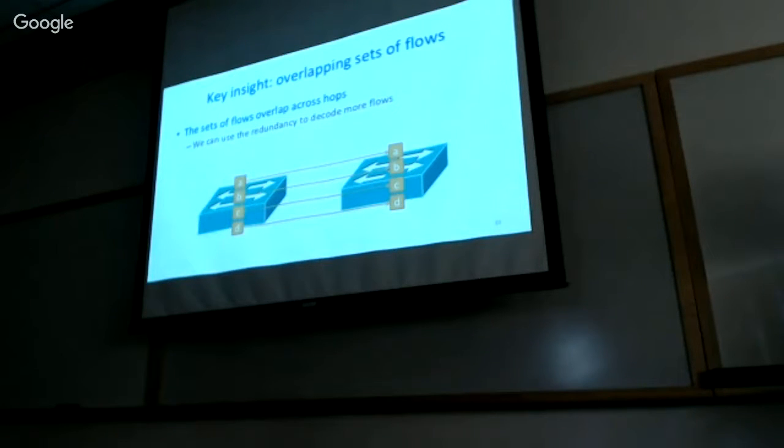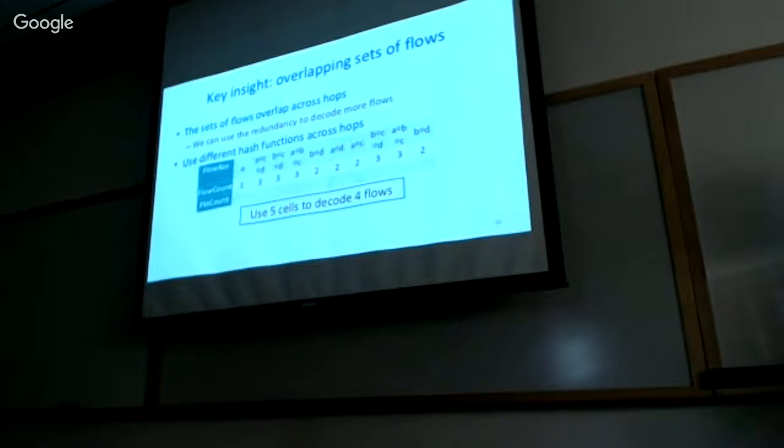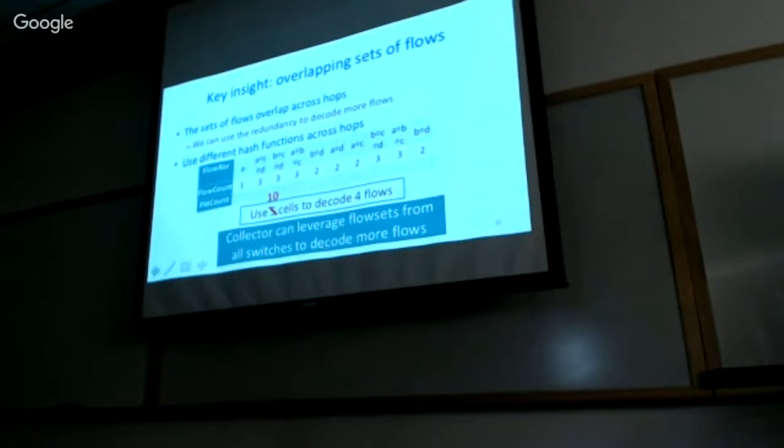Let's use a simple and ideal example to show how we use the redundancy, and we will show the challenge later. Suppose there are 4 flows traversing 2 switches, and each has 5 cells in the counting table. If we single decode them independently, we are using 5 cells to decode 4 flows. However, if we use different hash functions across hops, we can view these 2 counting tables as one big counting table. So now we are using 10 cells instead of 5 cells to decode 4 flows, which can obviously decode more flows. So our key insight is that the collector can leverage the flow sets from all switches to decode more flows.